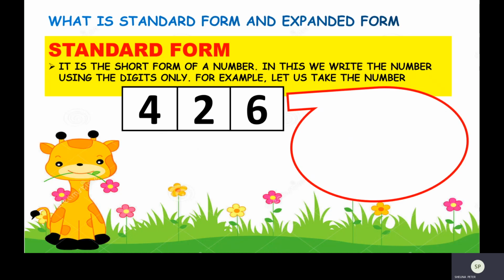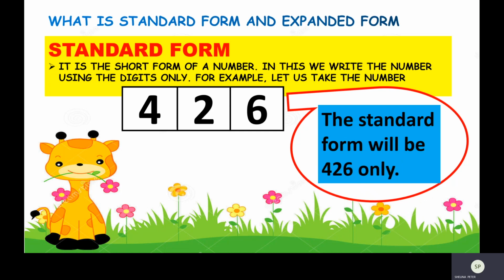Let us now understand standard form and expanded form. So, what is standard form? It is the short form of a number. In this, we write the number using the digits only. For example, let us take the number 426. So, what will be the standard form? We are going to just use the digits to write the standard form. Let us see now. So the standard form will be 426 only. Let us go to the next slide now.